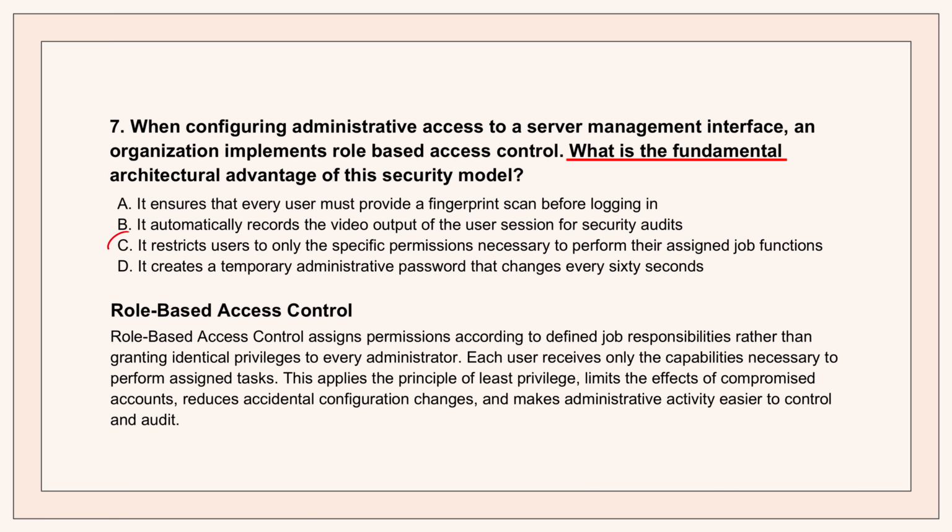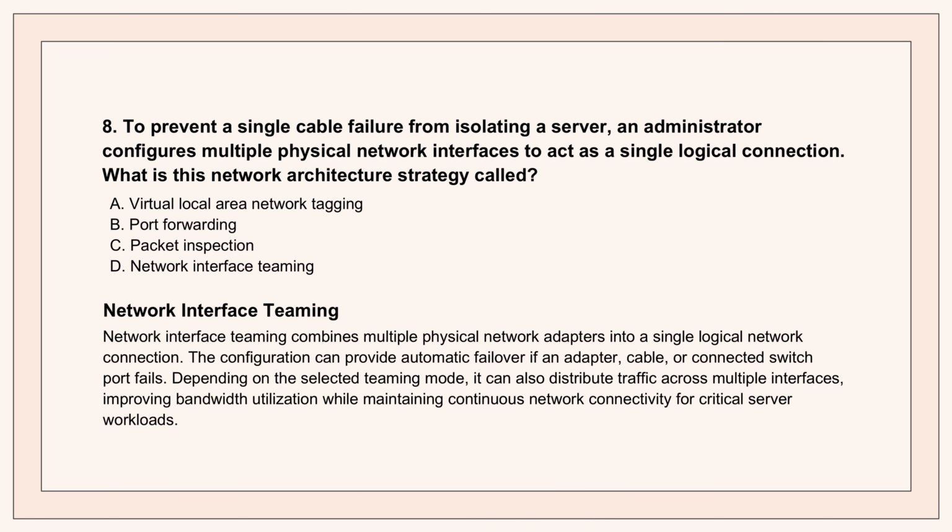Redundancy. Okay, let's take this question. Question 8. To prevent a single cable failure from isolating a server, an administrator configures multiple physical network interfaces to act as a single logical connection. What is this network architecture strategy called? The correct answer is D.